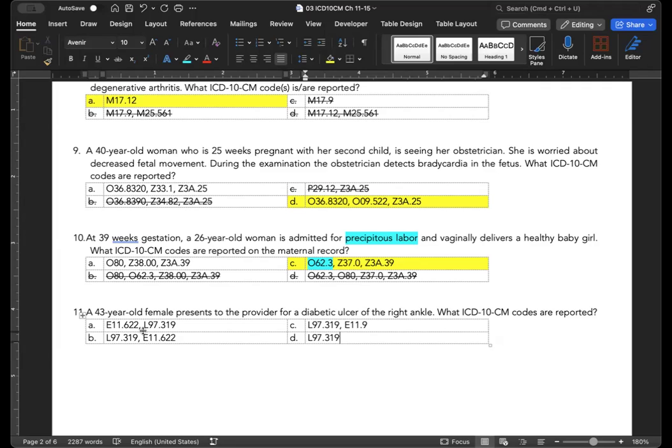Now, if you're familiar enough with diabetes codes, then you know that E11.9 is just your type 2 diabetes that's uncomplicated, right? But technically, your skin ulcers are going to be considered a complication. So we can rule out E11.9. But we also know that we can rule out letter D because we know we need the diabetic code with the skin ulcer. So we shouldn't only code letter D. Do those two make sense?